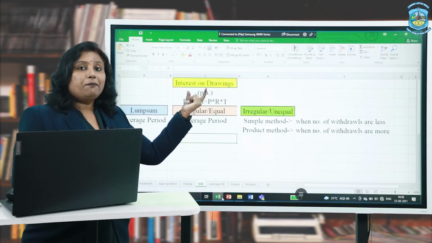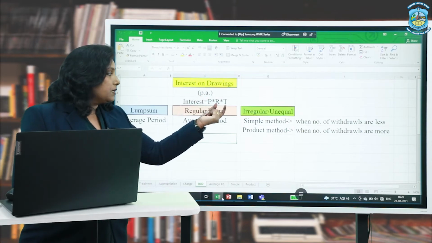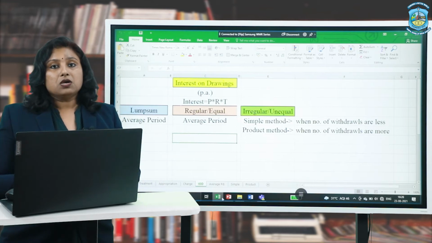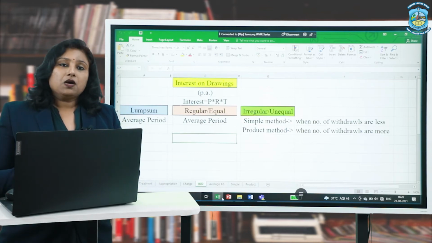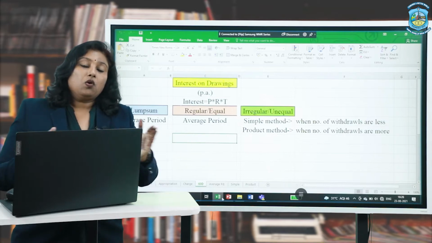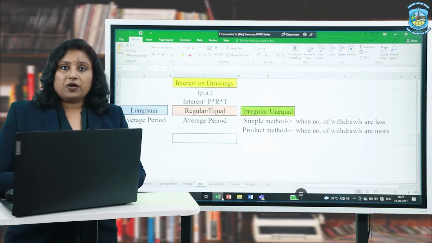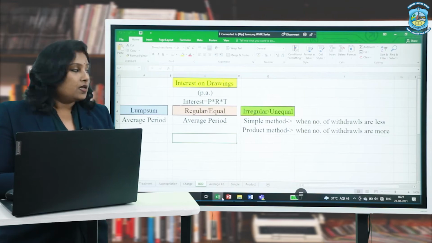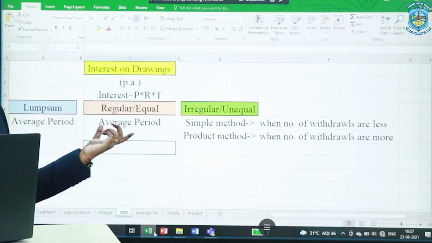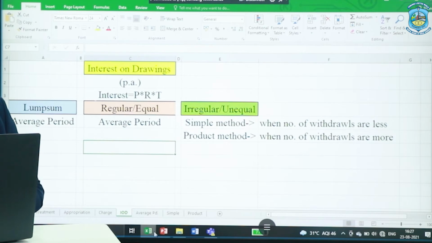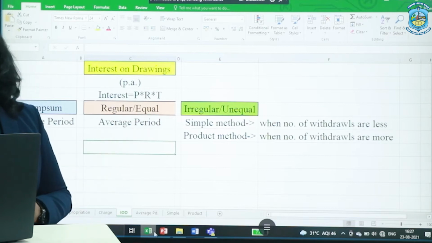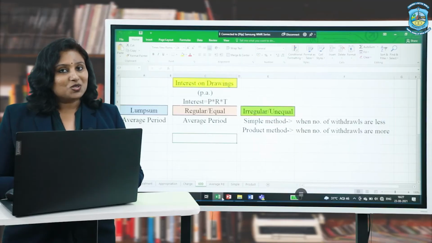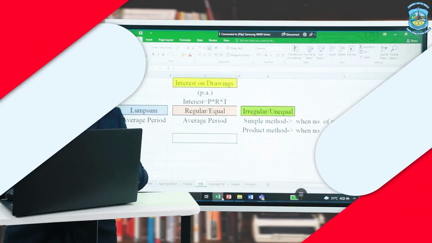But whenever per annum is given in the question, the time becomes very important. Why? Because this rate is distributed over the year equally. That is why we need to calculate the interest on the outstanding amount of the withdrawal done. If it is done on a regular basis, even then we calculate it on the average period method. Whereas if irregular withdrawals are done, as I said, two methods are available, the simple method and the product method, depending on the number of withdrawals done. So let us find out how it is done one by one.